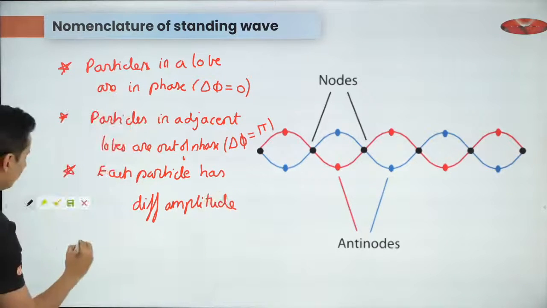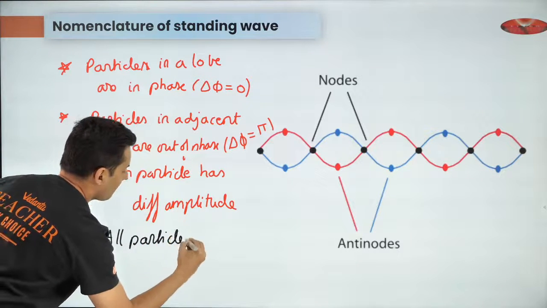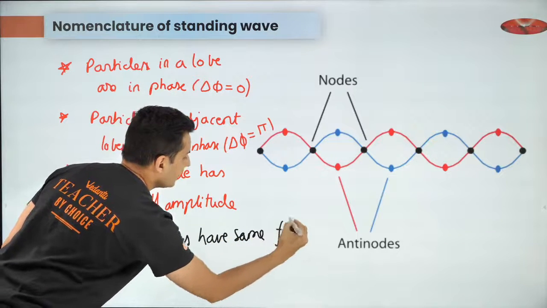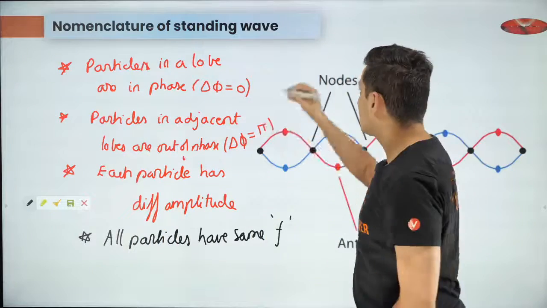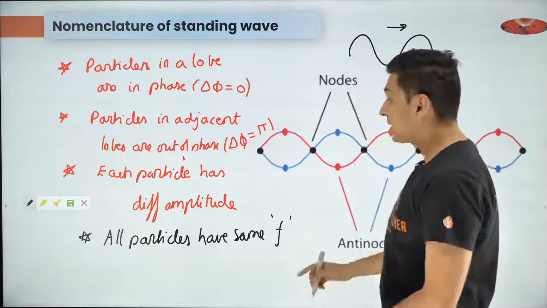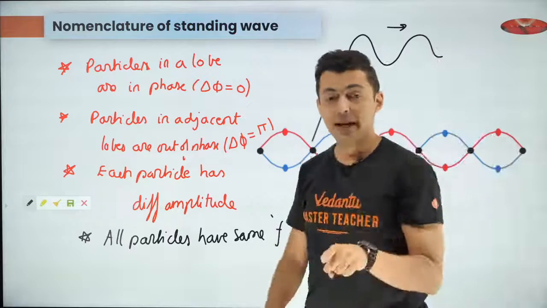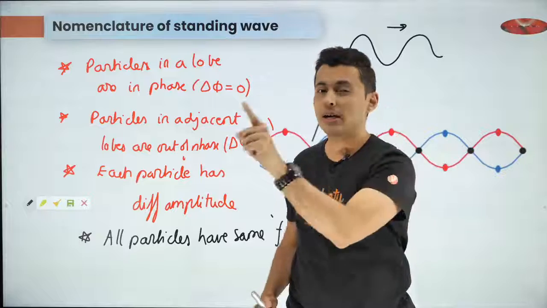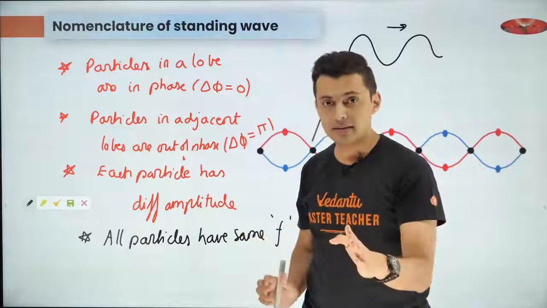But one thing is the same: all particles have the same frequency. Now why are these pointers important? Because when you have a normal traveling wave, keep this in mind, each particle has the same amplitude. Yes, they might come up at different times, but in a normal wave, all the particles have the same amplitude. I hope this is clear, but in a standing wave, that is not the case.